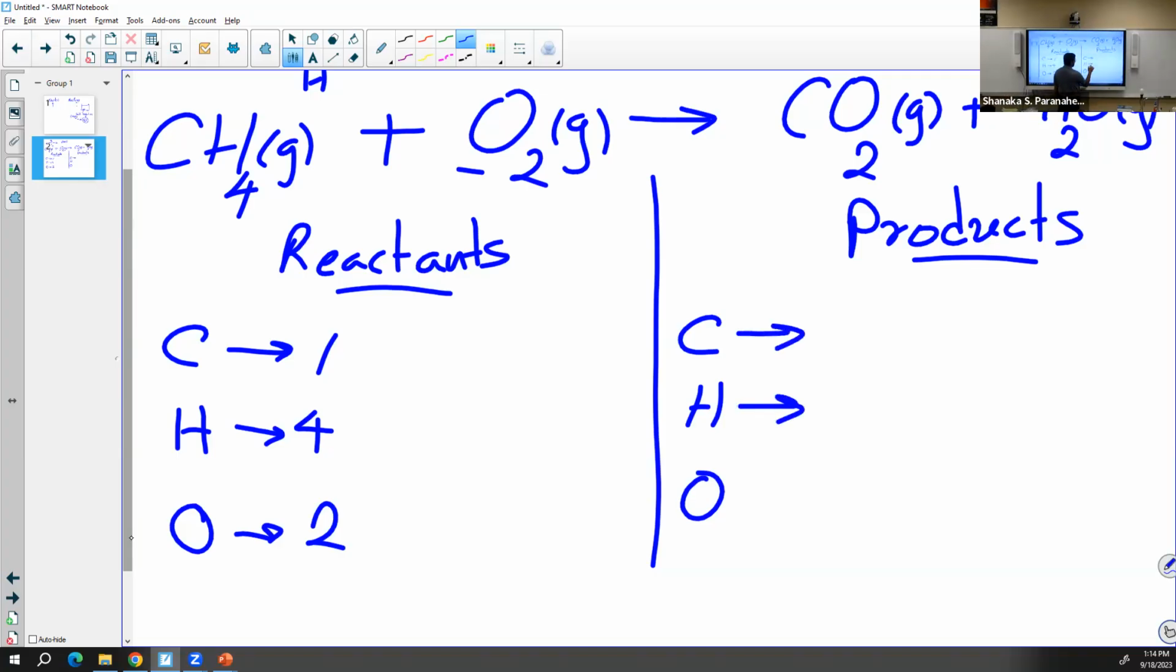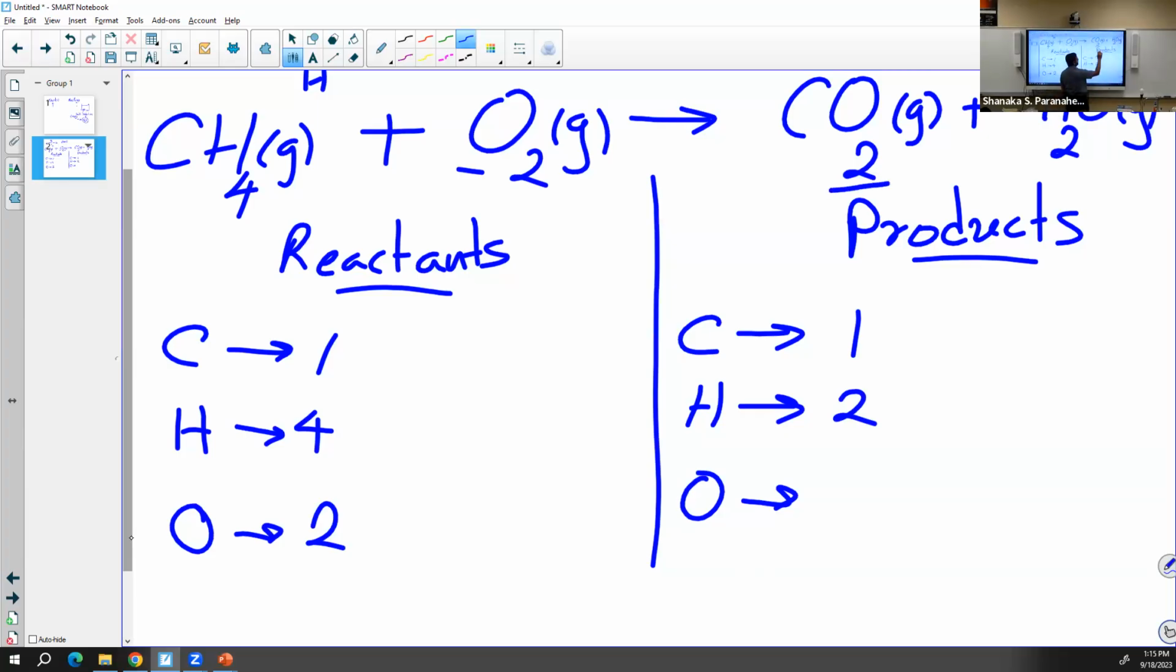Now we are going to count the number of atoms on our product side. How many carbon atoms on the product side? One. Carbon is present only in carbon dioxide. That's one carbon. How many hydrogens on the product side? Two. This subscript number is the number of hydrogen. How many oxygen atoms are on the product side? 3. That's important.